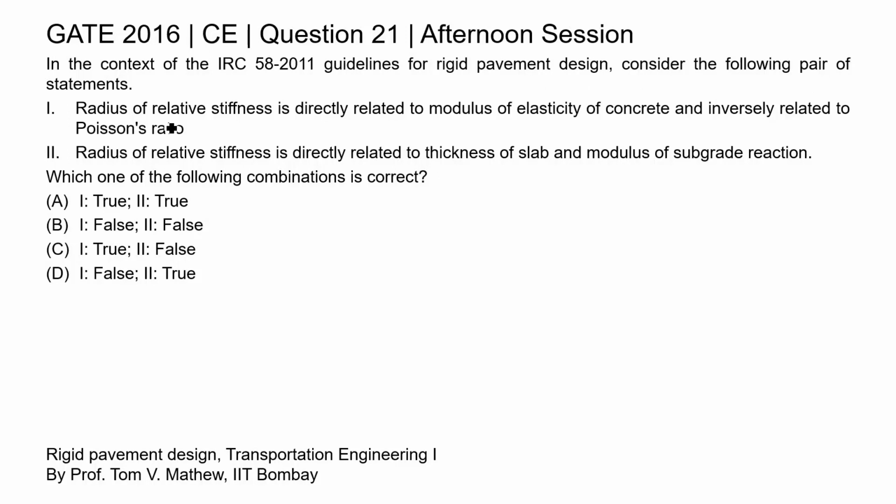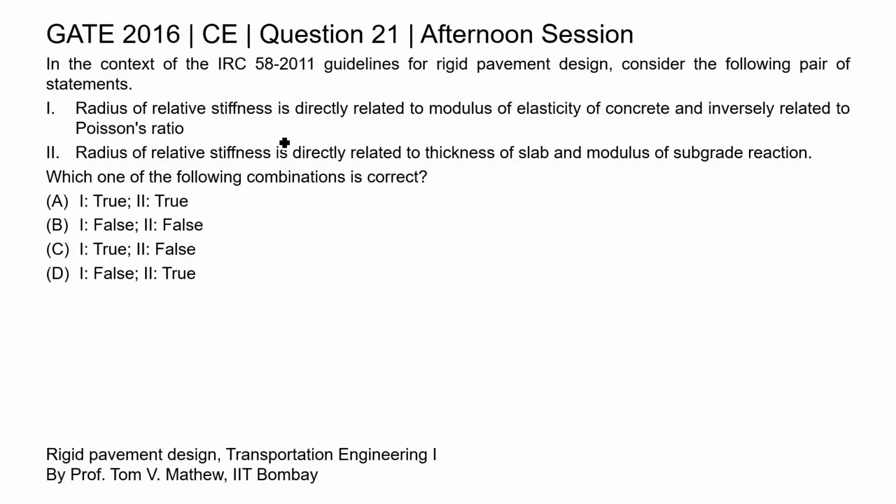Statement 1, radius of relative stiffness is directly related to modulus of elasticity of concrete and inversely related to Poisson's ratio. Statement 2, radius of relative stiffness is directly related to thickness of slab and modulus of subgrade reaction. Which one of the following combination is correct?